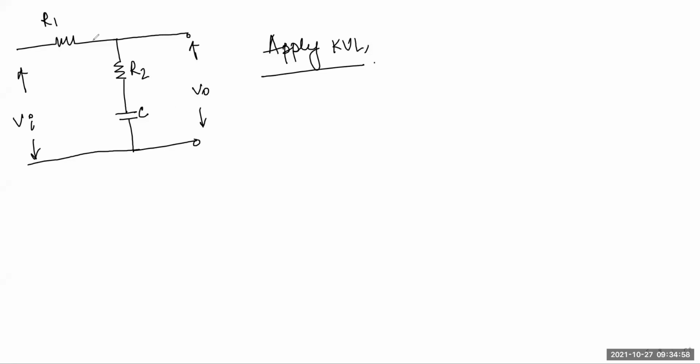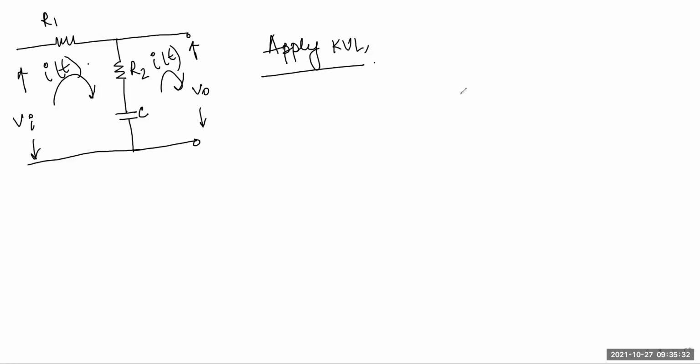One more thing which I forgot to tell you. Current I(t) is flowing through R1 and R2 both, so you will require these two things. You will be having two equations, right? For VI(t) and V0(t). So tell me the equation.